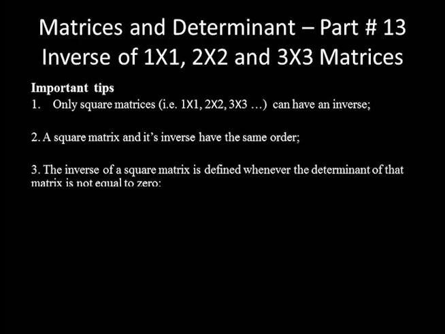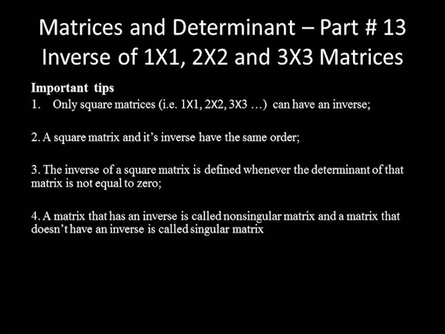The third fact: the inverse of a square matrix is defined whenever the determinant of that matrix is different from 0. If the determinant of the given square matrix is equal to 0, we cannot calculate its inverse, because the inverse of a square matrix is defined if and only if its determinant is not equal to 0.